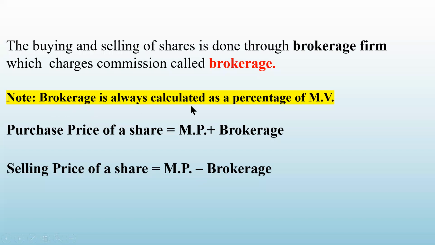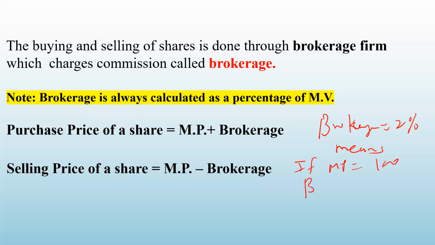And brokerage is always calculated as a percentage of market value. So for example, suppose the brokerage is 2%. What is the meaning of that? Brokerage of 2% means if market price is 100, then how much rupees you are giving as a brokerage? You are giving 2 rupees as a brokerage.